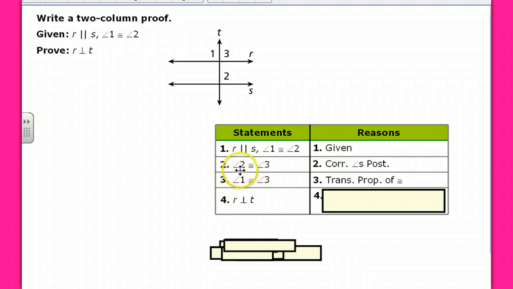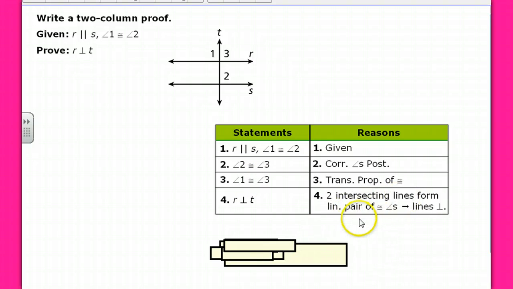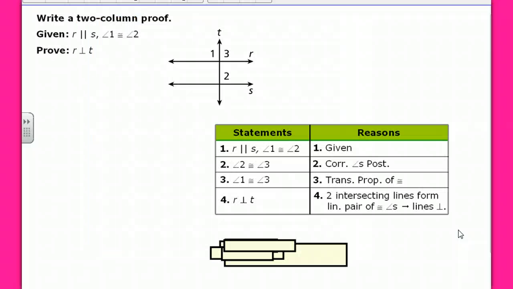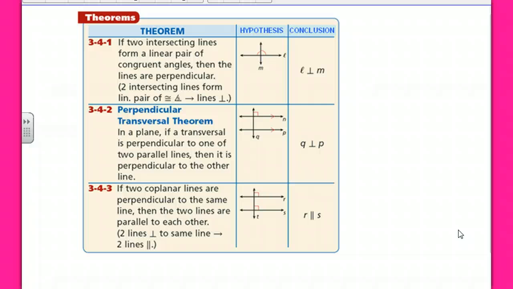And now that we've proven that 1 and 3 are congruent, we can say that R is perpendicular to T based on this step. What happened in this step? This proves it because two intersecting lines form a linear pair of congruent angles, so therefore the lines are perpendicular. The way that they state it here is perpendicular transversal theorem. We could have used that as well. That would have worked there.